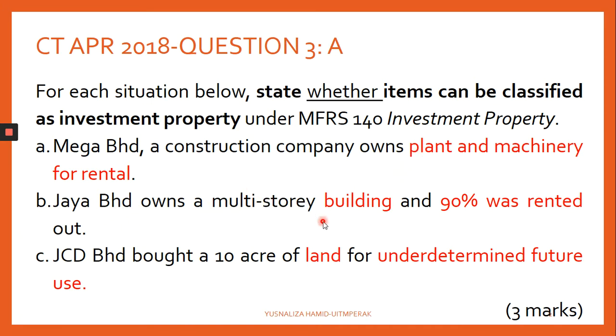Jaya Berhad owns a multi-story building. It's a building, and 90% was rented out. So the whole building, 100%, was not being rented out, but 90% was rented out. So it is likely that this is an IP, assuming that the building can be sold off separately. Like in Malaysia, they have the strata title being awarded to owners of condominium units, and therefore those particular units could be sold off separately. It has a separate legal title. So that is what you meant by the words can be sold off separately.